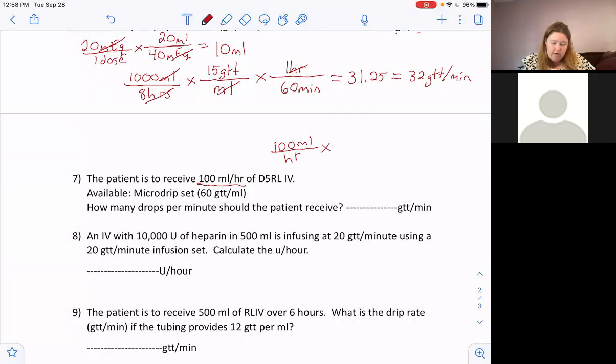And then we need to convert our hours to minutes to get our answer. So 1 hour is 60 minutes times our drop rate, which is, since milliliters are over here on the top, we're going to put it on the bottom. So 1 milliliter is 60 drops. So 100 times 60 divided by 60 equals 100. 100 drops per minute.